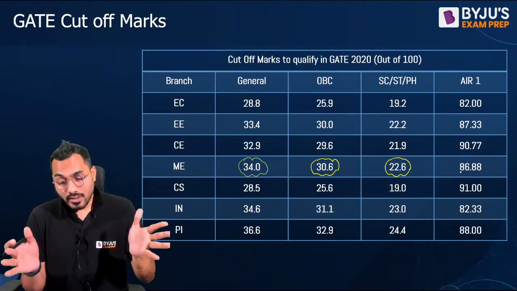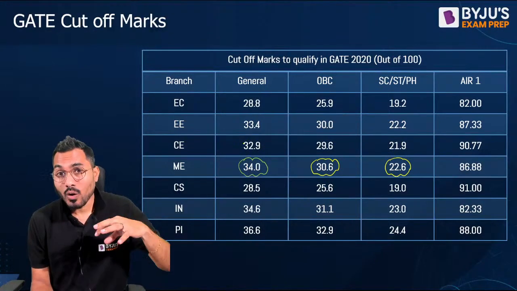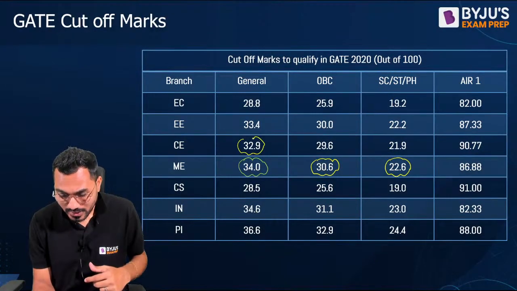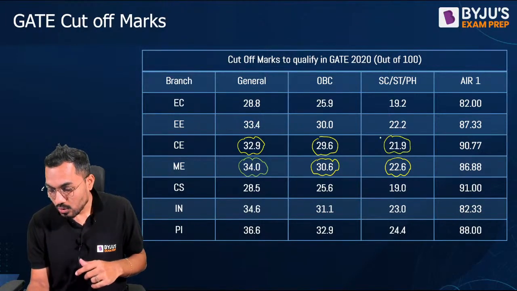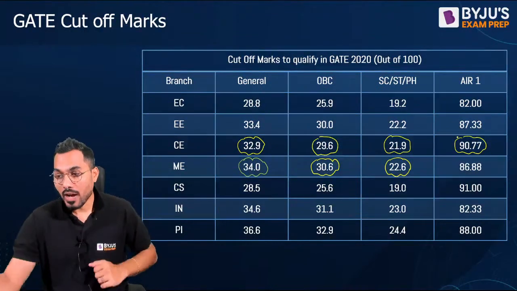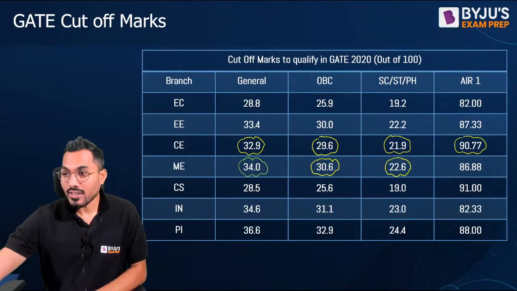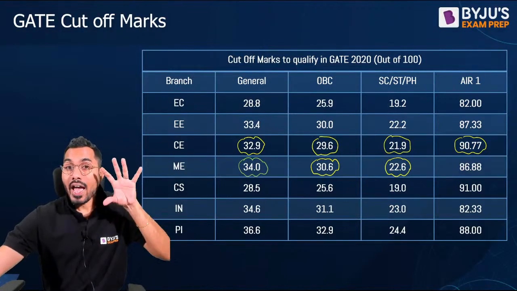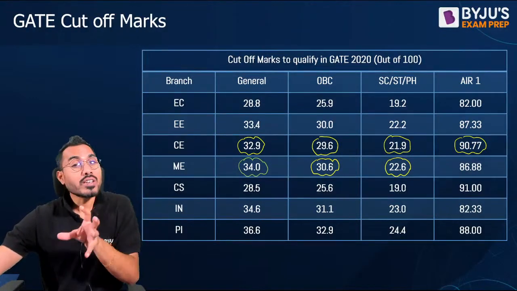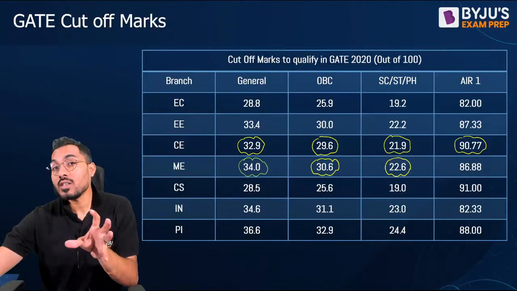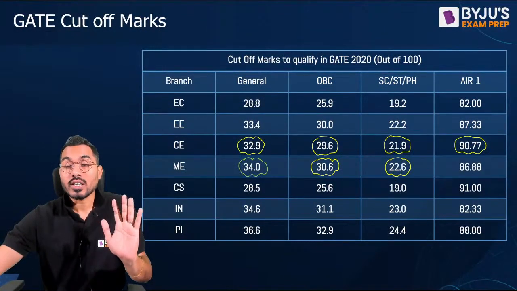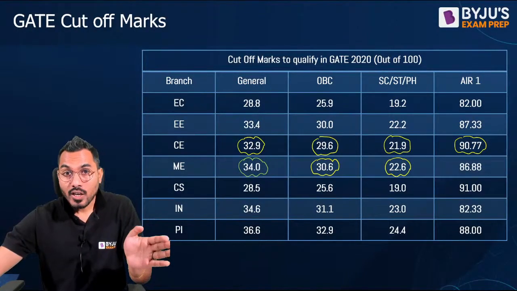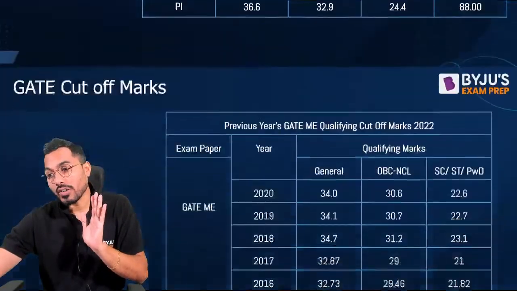If you talk about civil engineering, the overall marks will be the same: 32 marks for the general category, 29.6, that is 30, for OBC, and for SC/ST it comes down to 22. And the first candidate, all India rank 1, scored 91 marks, right? I hope you are understanding these cutoff marks. On average, as far as GATE qualification is concerned, only 17% to 20% of students get qualified, getting a mark of 30. Which means you have to score 30 for qualification.